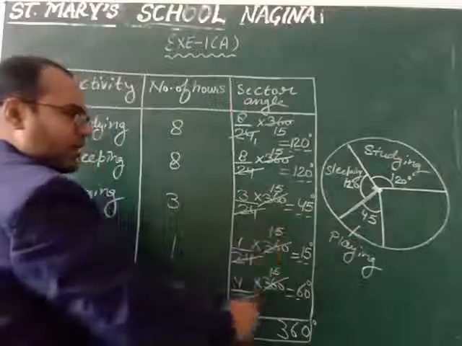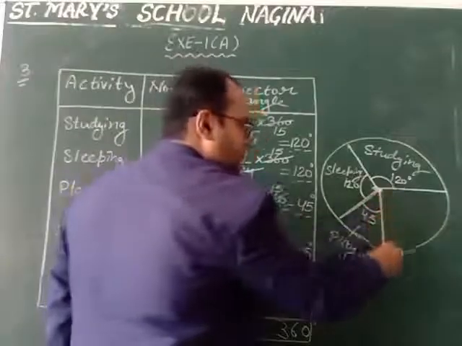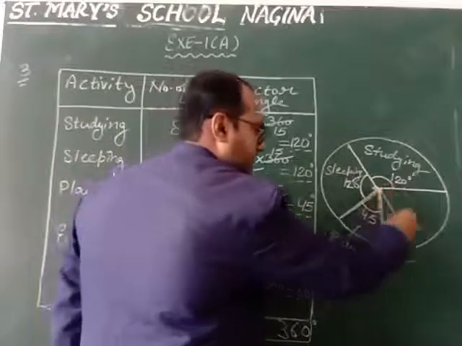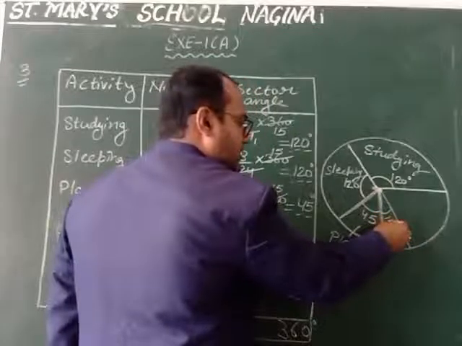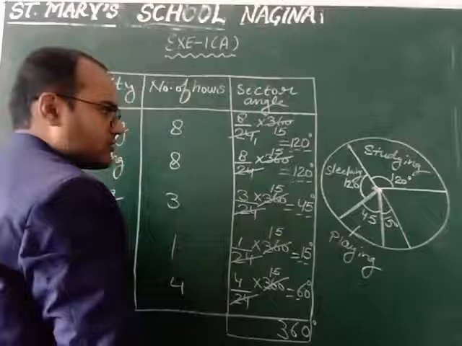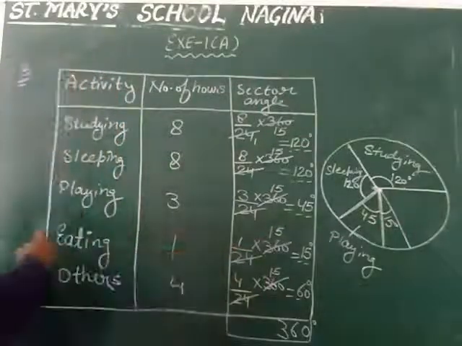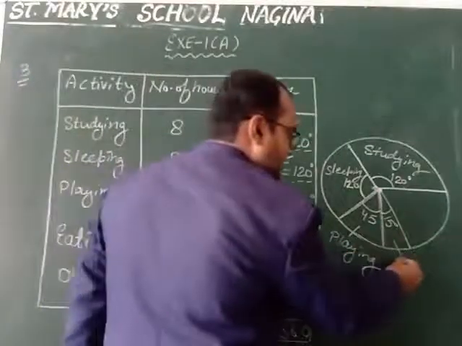Next one is 15 degree. So on this line we have to keep the protractor and we will draw 15 degree. This 15 degree is of activity name 18. So here we will write this is 18.